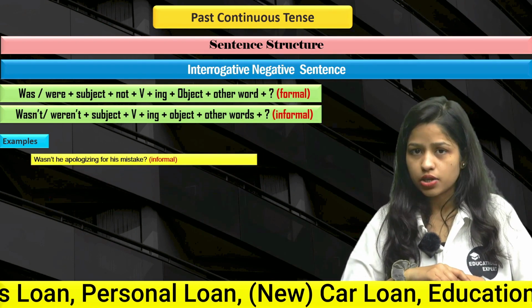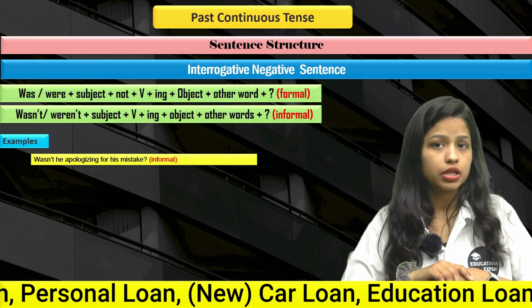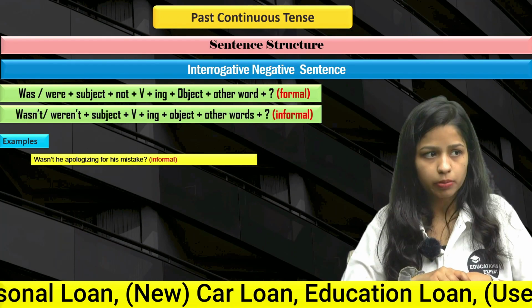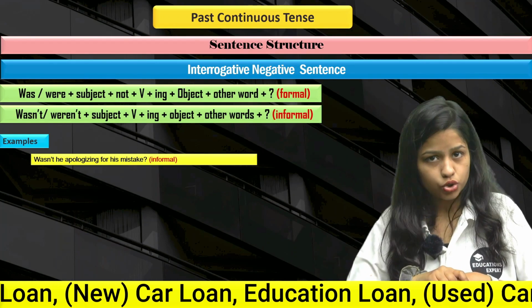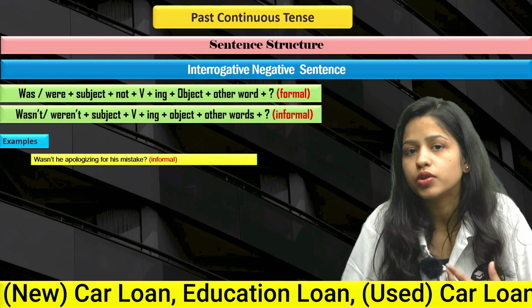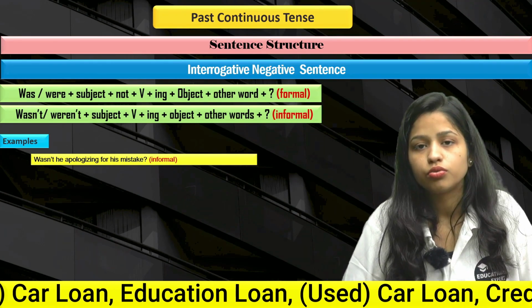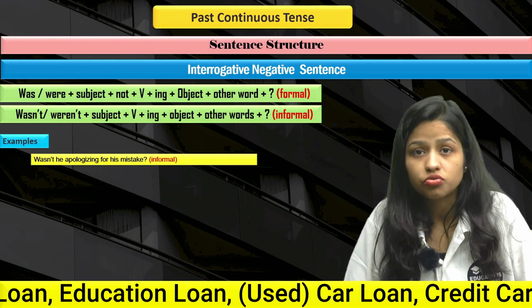Wasn't he apologizing for his mistake? Now you have to tell me, this sentence is in an informal manner. Very good. Wasn't he apologizing for his mistake? Apologizing means you feel sorry when you regret whatever you have done wrong, right?